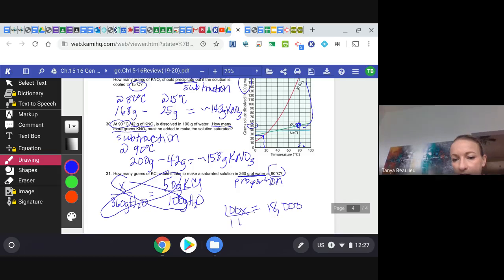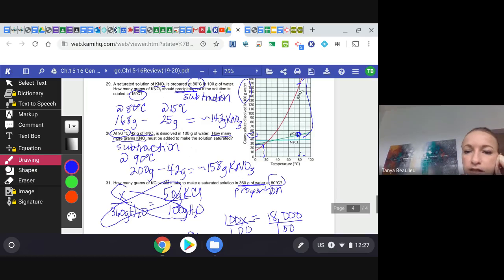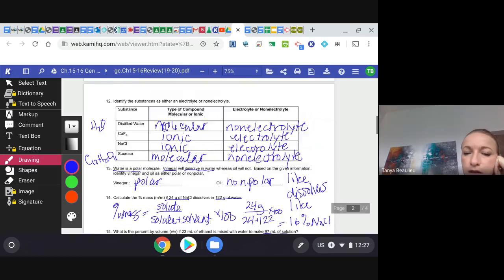So divide both sides by 100. And what we get is 180 grams of potassium chloride. That's how many grams that you would have to add to make it a saturated solution in 360 grams of water. I'm just going to slide back up here and see if there's anything else I wanted to address.